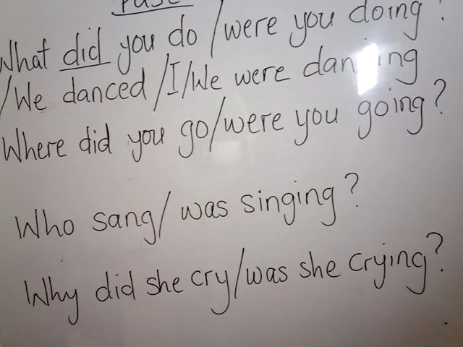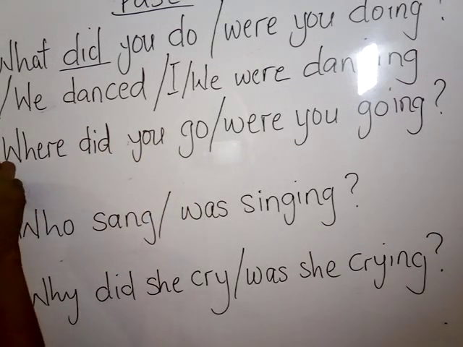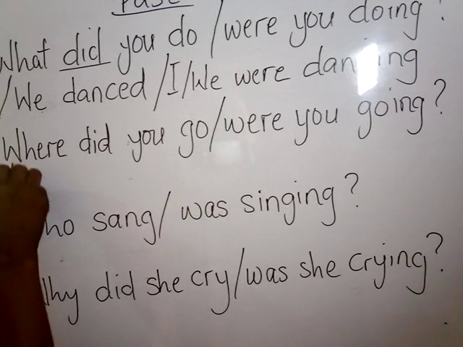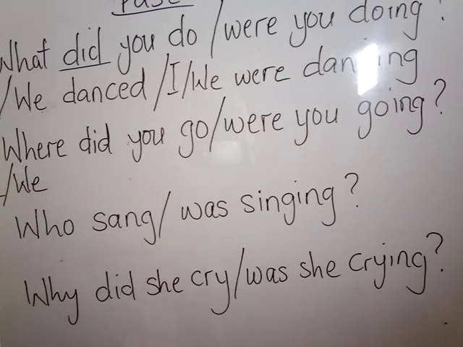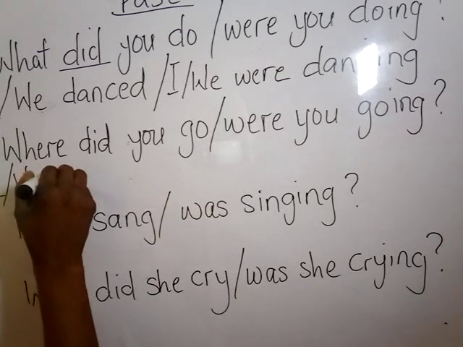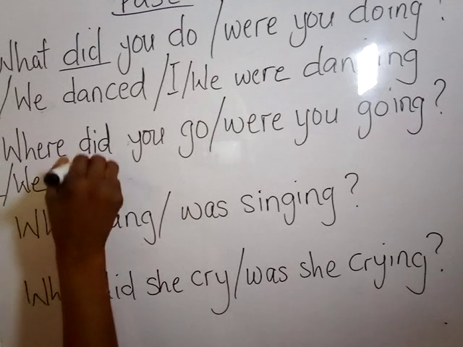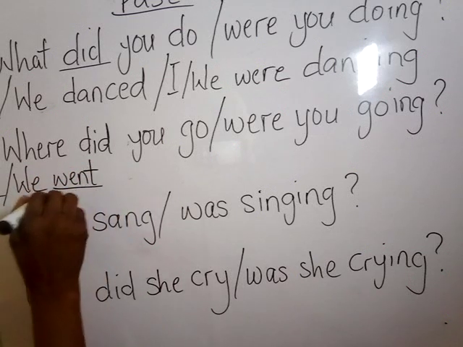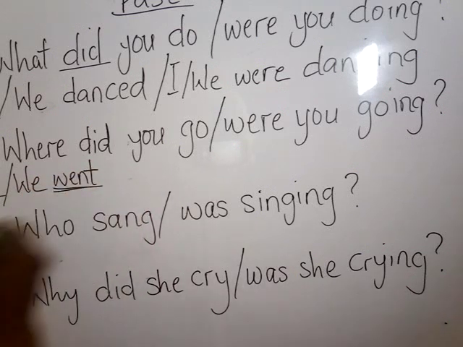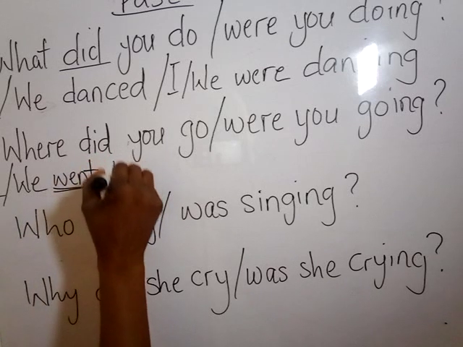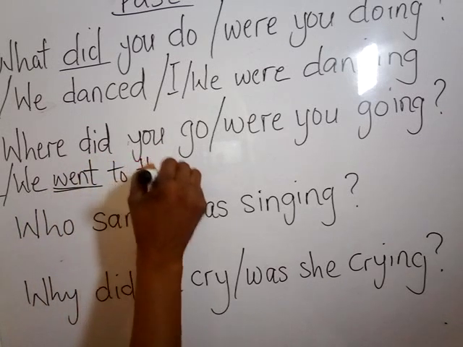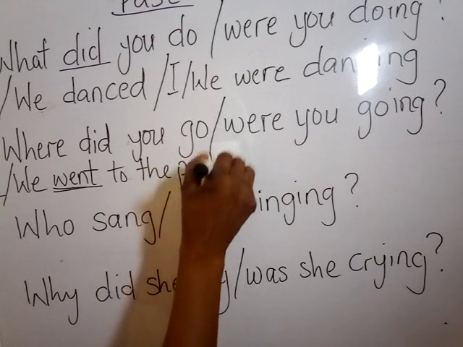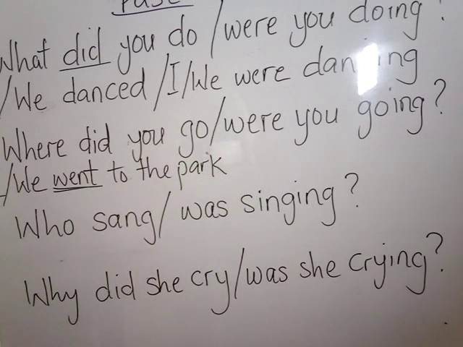Now the next one here says, where did you go? Again, if the you is singular, it will be I, but if it is plural, you will use we. Where did you go? I or we went. You see? Now you can't use go because it is past. It's something that happened in the past. Went to the park. Okay? Where did you go? I went to the park, or we went to the park.